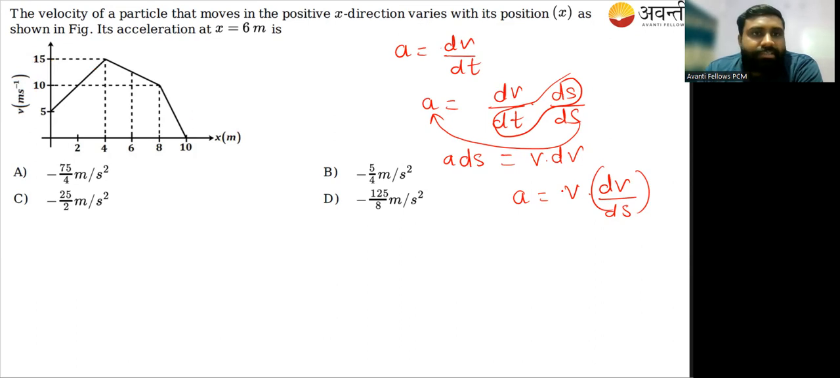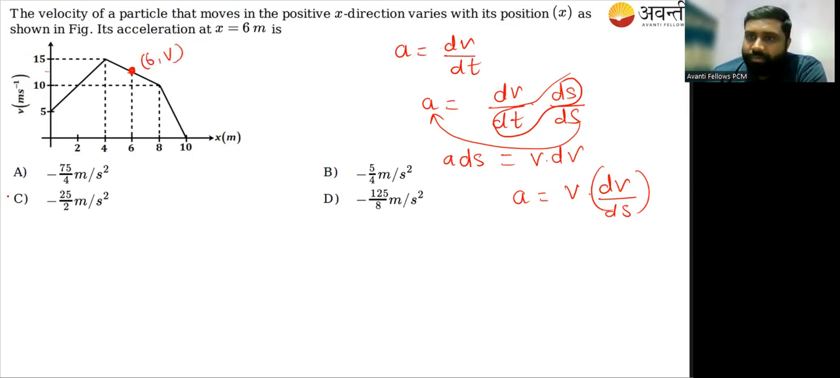Now read the question. The velocity of the particle that moves in the positive x direction varies with its position x as shown in the figure, and its acceleration at x equal to 6 meters is being asked. Very clever, because at 6 meters the velocity is not given to you also. So you need to calculate the velocity also at this point. So we can make a general point here. And what is that general point? Here the velocity, let's say we have v, and x is 6 meters. So we can write the coordinate of this point as 6 and v.